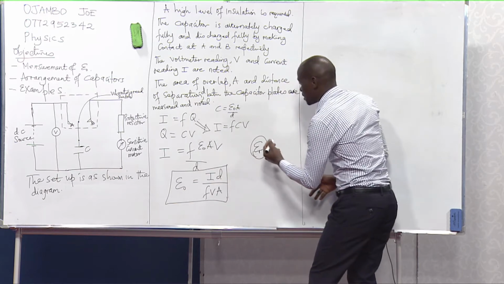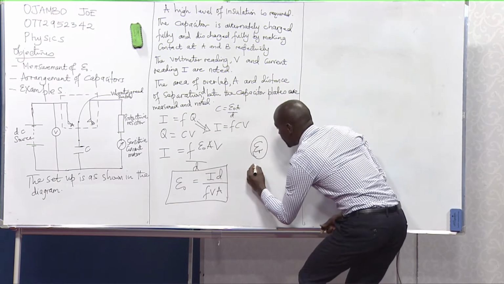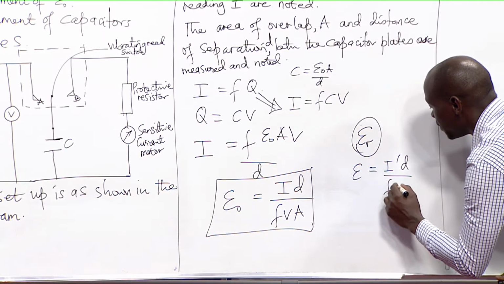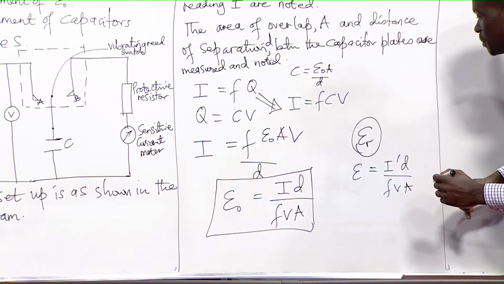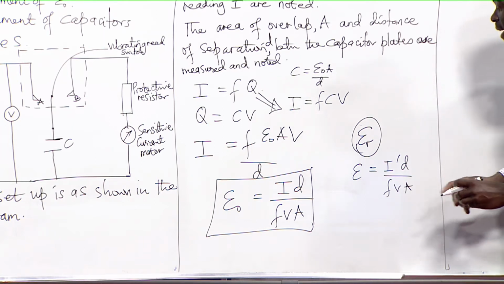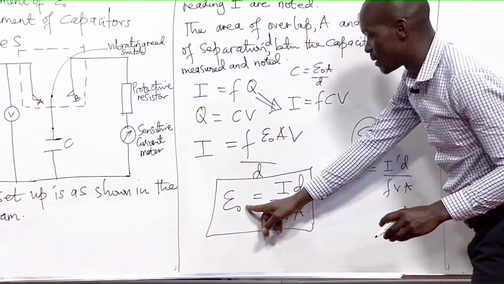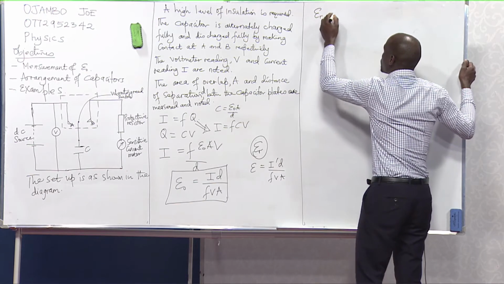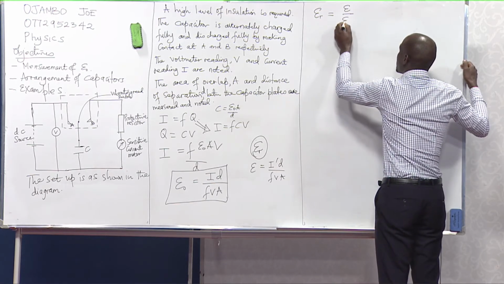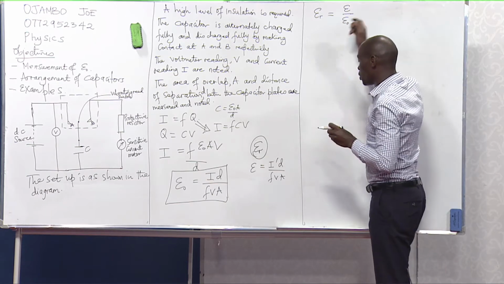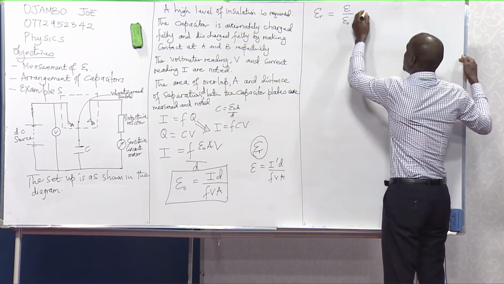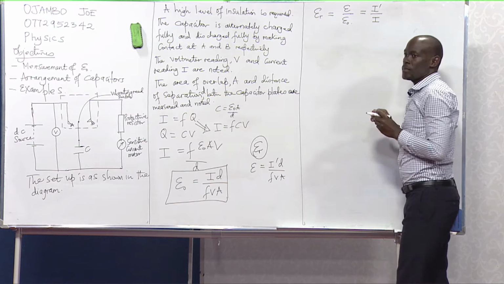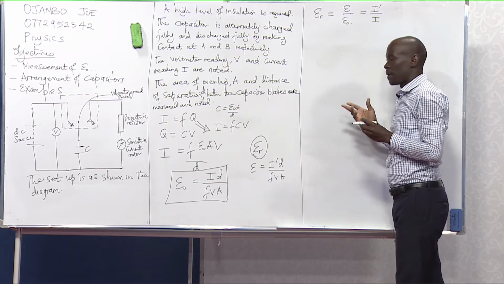Since you'll be able to determine this, you will then have maybe I prime d over f V A. Now you can divide these two, this and that. If you remember from what we discussed when we were looking at the dielectric constant, which was this over that, when you put all these together, you will discover that you will have I prime over I. That is how you'll be able to determine the relative permittivity.